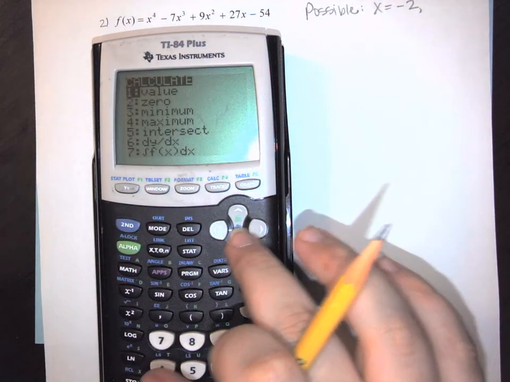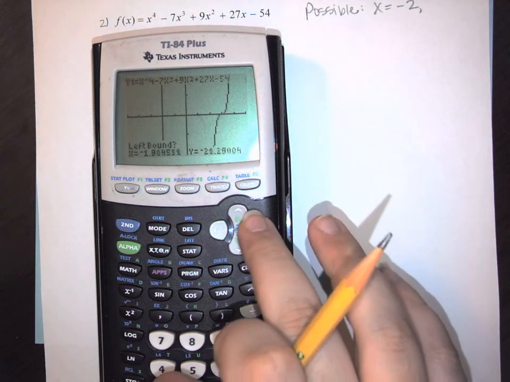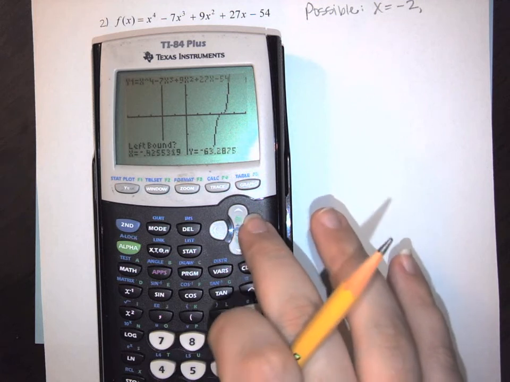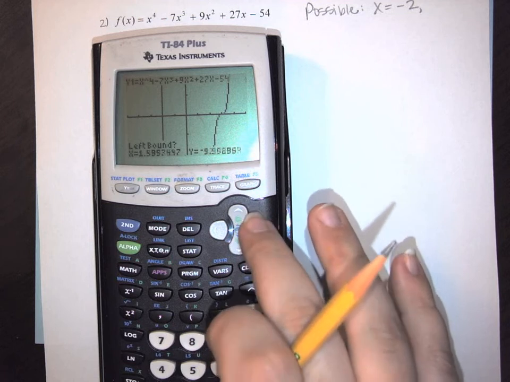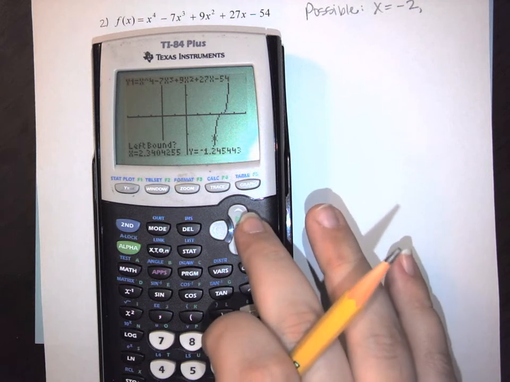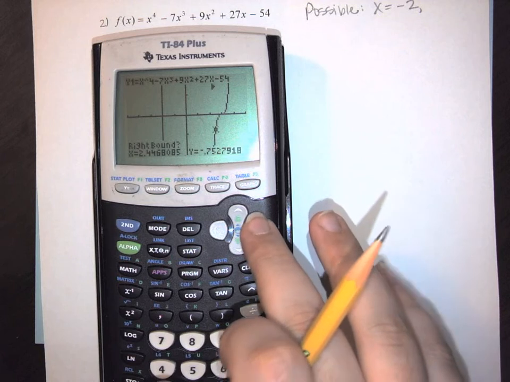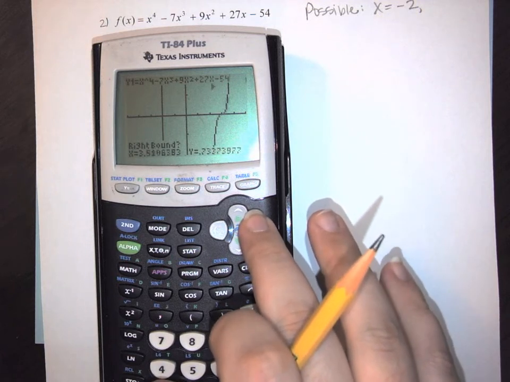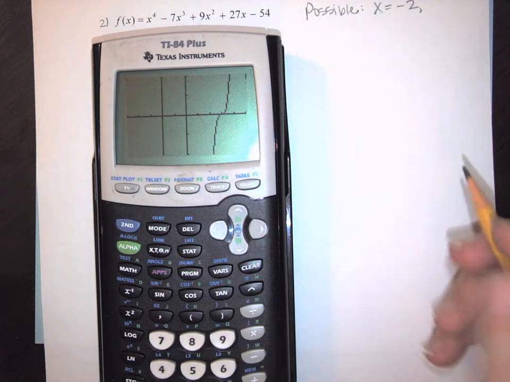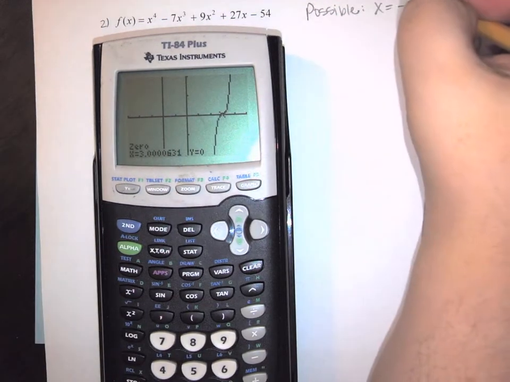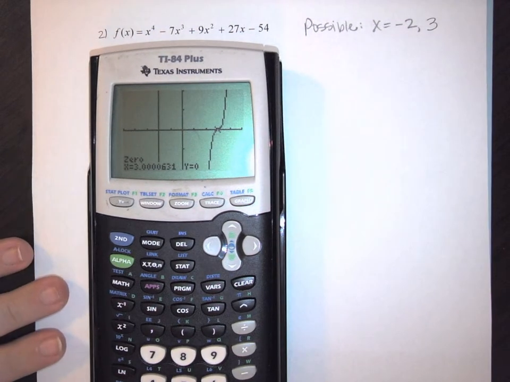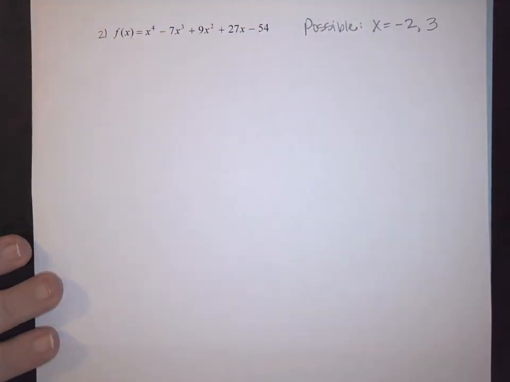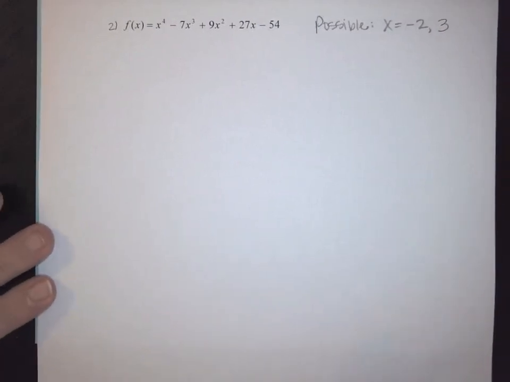So again, second calc, go down to 0. We're going to come all the way over. See, there we go. So we've got the left-hand side, and we're going to come up to the right-hand side and click enter. And so it's guesstimating 3. Okay, so as painful as that was, we can now start our synthetic division.